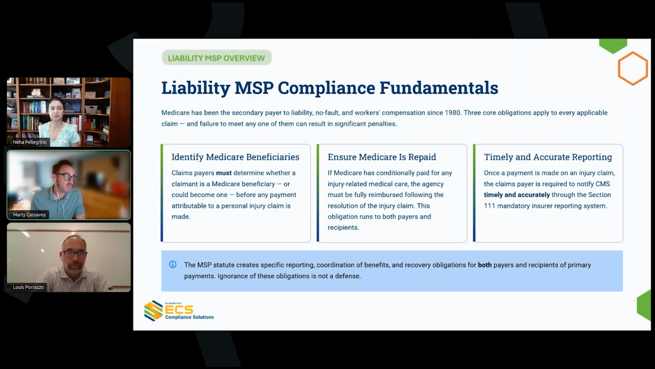Then the last thing is timely and accurately reporting the claim. So once you've made a payment on an injury claim, then you have to notify Medicare timely and accurately through Section 111 mandatory insurer reporting. Failure to do so, that's where you could have significant civil penalty. Now, the odds of you getting hit are low, but if you are hit, it could be potentially quite catastrophic. So you want to be timely and accurate when it comes to reporting any claim or any settlement, rather, to or on behalf of a Medicare beneficiary.